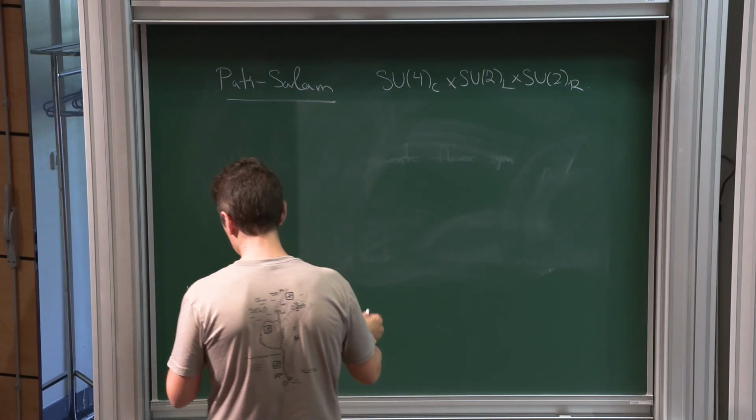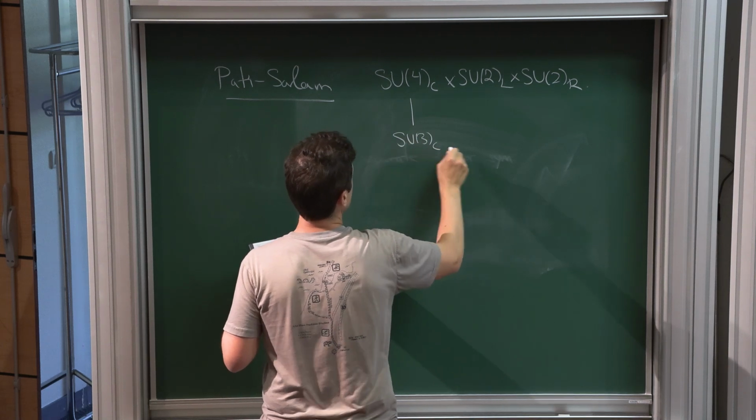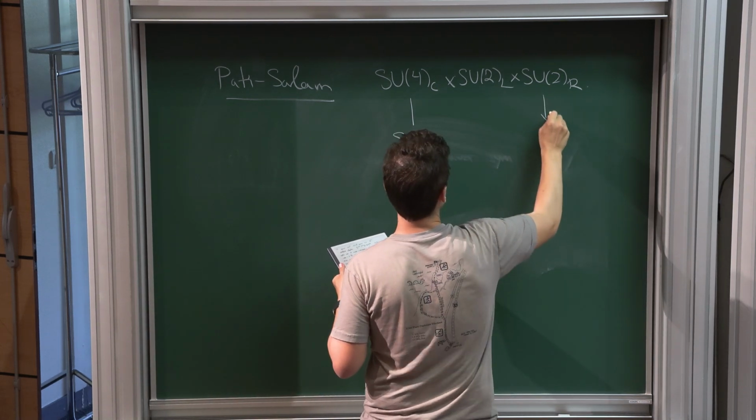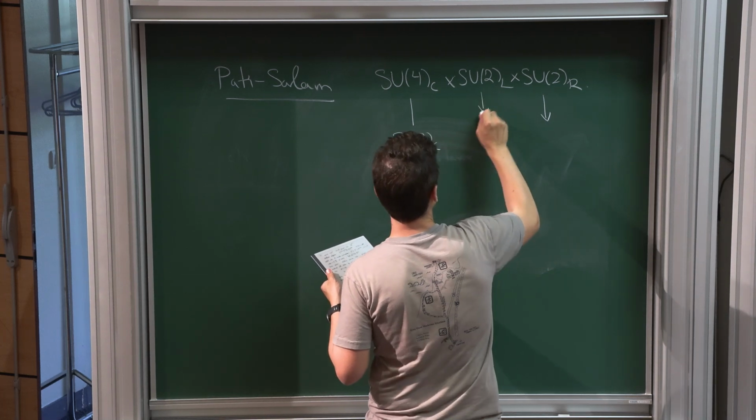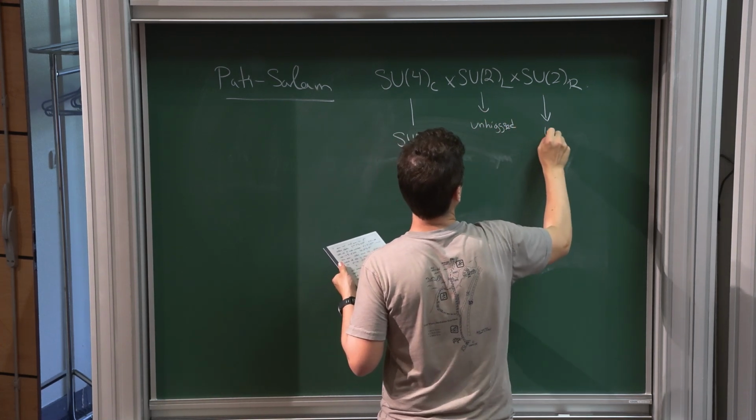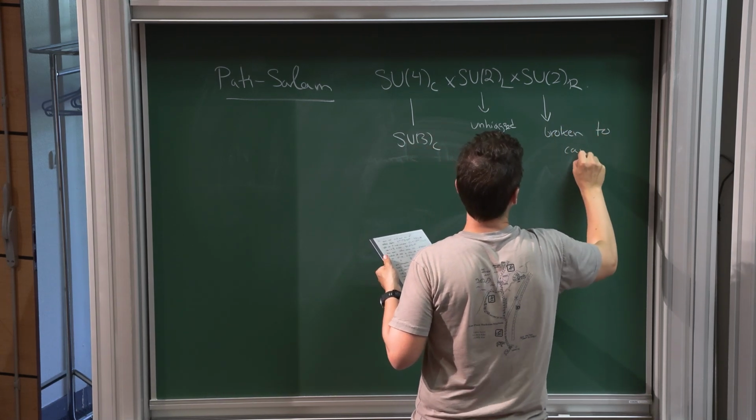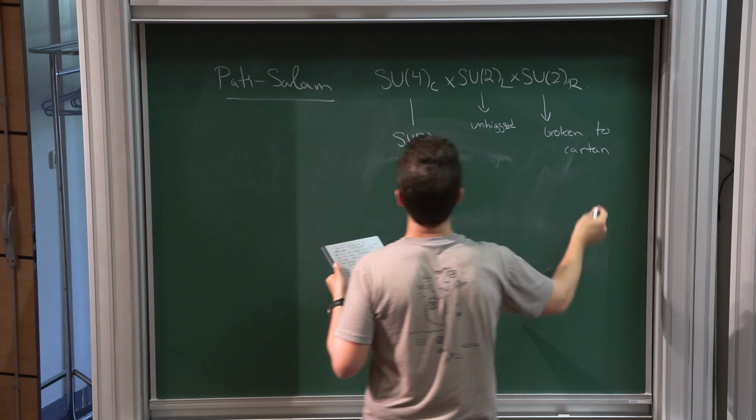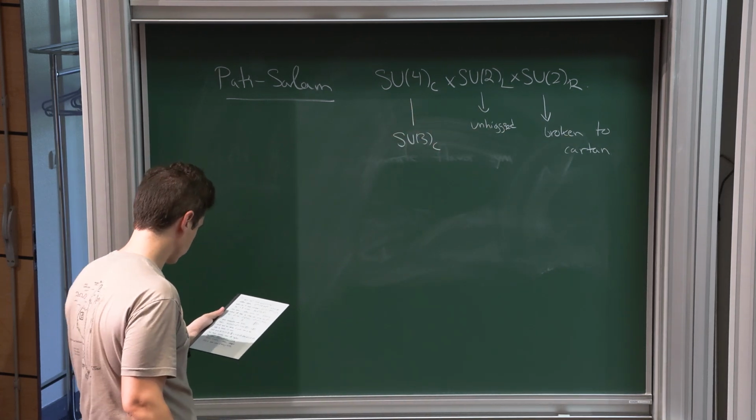Okay? So the Higgsing is that this goes to SU3C. This is untouched, and this is broken. At least this is unhiggsed. This is broken to diagonal. And one Cartan combination here gives you U1Y.